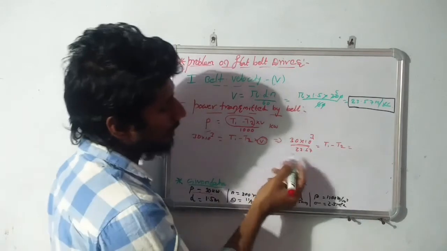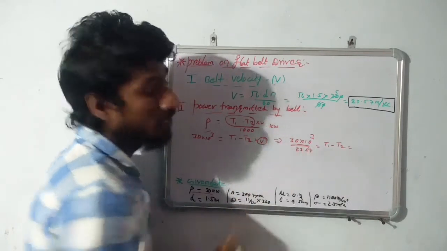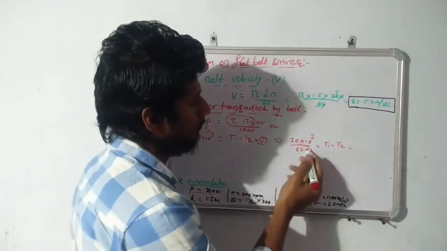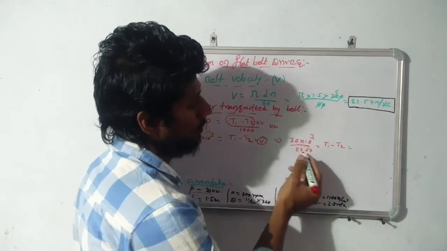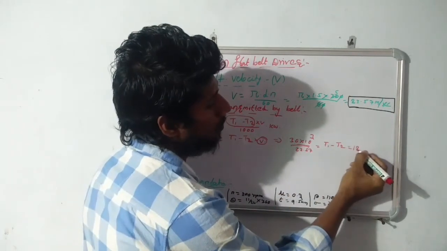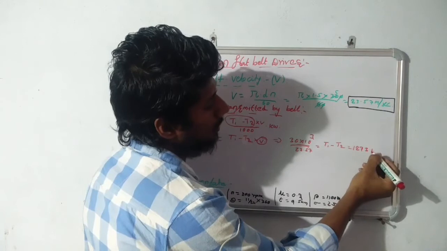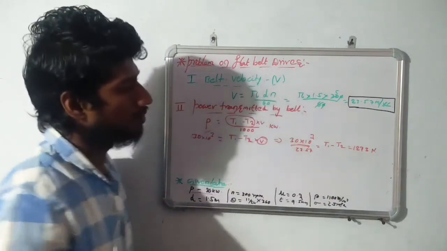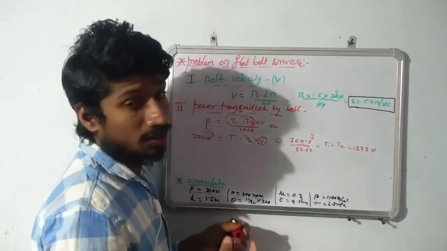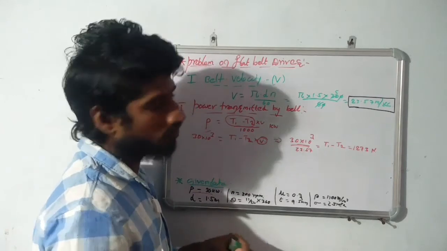So here what we get, the value of T1 minus T2? So that is 1273 newtons. So this is about the tension difference between tight side and slack side of the belt.